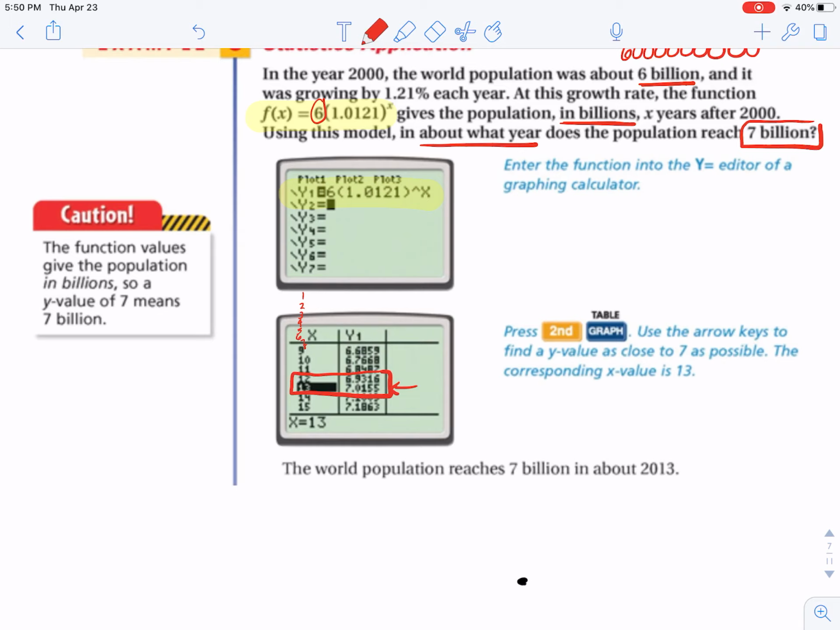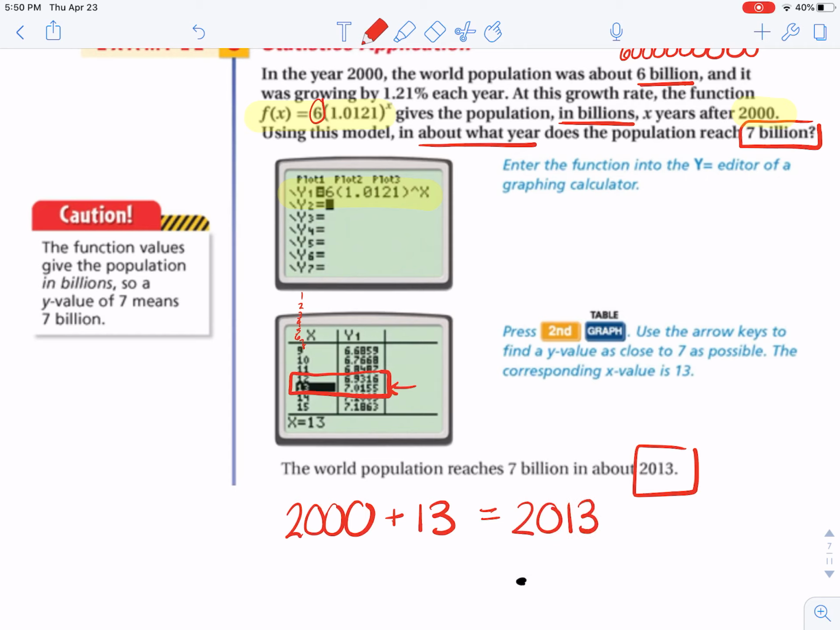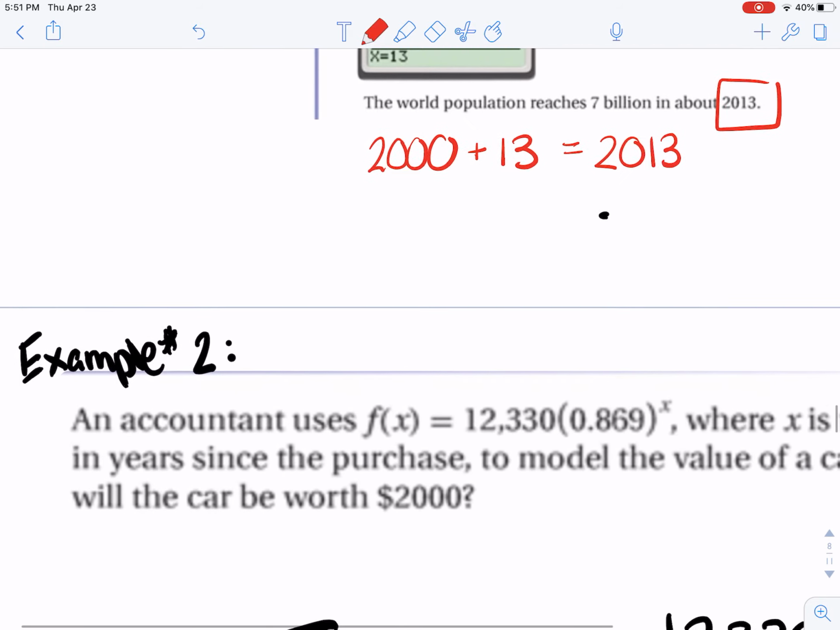So you want to find the one that it's closest to. And sometimes it could go over, and that's okay. In this case, it was when it finally reached it, and it wasn't quite there in the 12th year. So the answer is the year 2013, because they started this in the year 2000, which they state right here in the word problem. And after looking in the calculator, I can see that it was 13 years later, and that gives me the year 2013. So that's where they got it from. Okay, now example number 2.